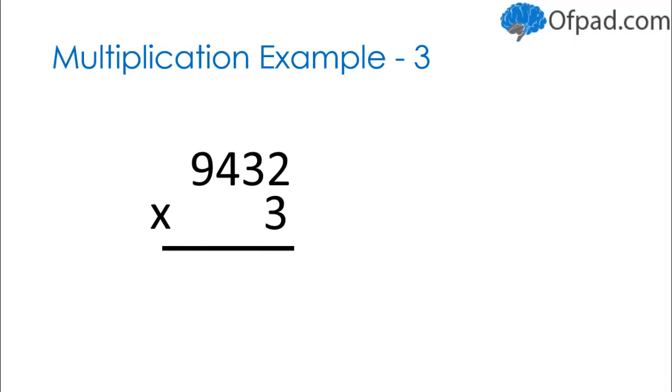Let us try another example. Multiply 9,432 by 3. Multiply from left to right. Take a second to pause the lecture and apply the techniques for yourself. Once you have the answer, unpause the video and I'll show you the steps to arrive at the answer. You can then check if you got your answer right.